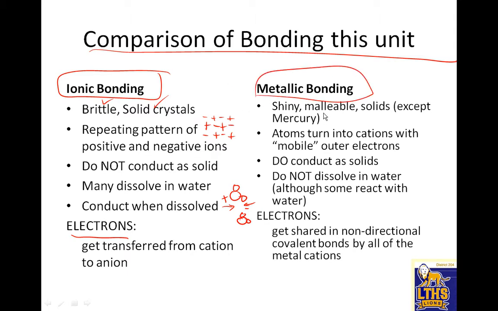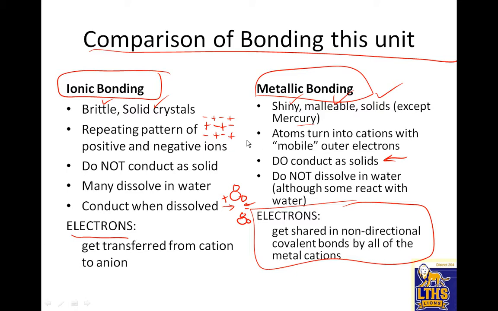How is that different than metals? Well, we know metals are shiny, malleable, mostly solid except for mercury. So their atoms turn into cations, but their valence electrons are shared by everybody. So the electrons get shared not in one direction, but in all directions by all of the metal cations. That mobile sea of electrons allows them to conduct as solids. It also means they don't really dissolve in water because there's not opposite parts that water can pull apart.